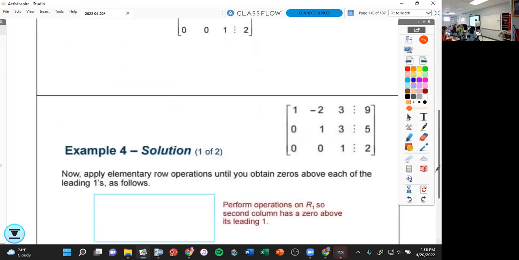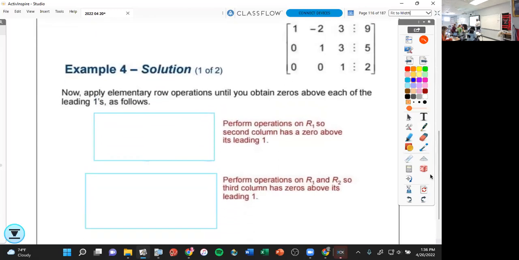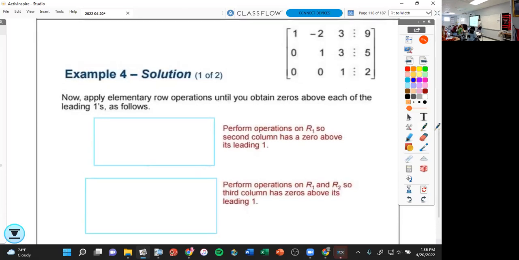Next slide. So here's where we are. Now apply row operations to obtain zeros above each of the leading ones. Okay, it's covered up under this box. It says perform operations on R1. So I want to do something to this equation so that the second column has a 0 in it.